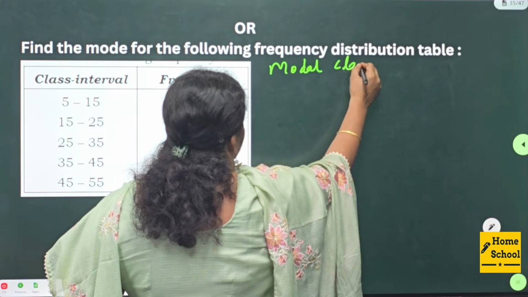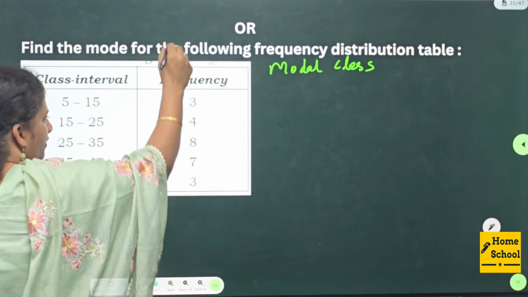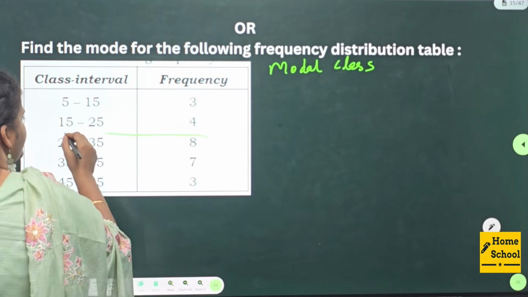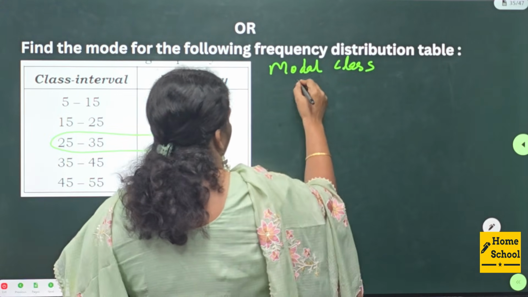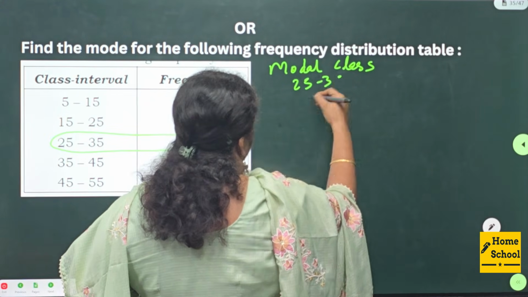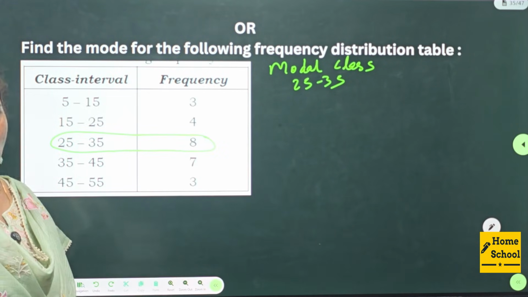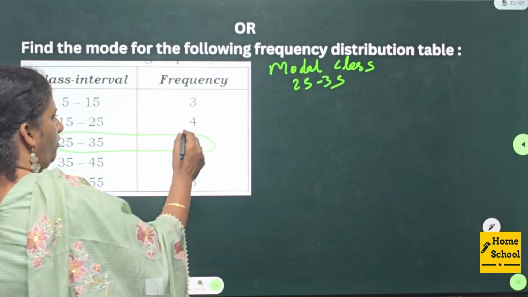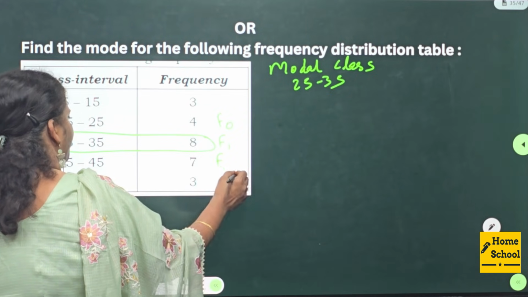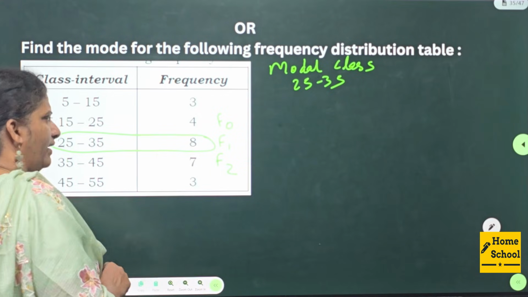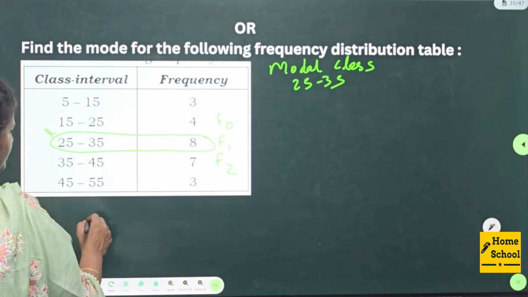What is a model class? How to identify? In the frequency, take the highest score, round it up, and this is called the model class. 25 to 35 is called the model class. Now, this is F0, this is F1, F2, L is the lower limit. Write all these first, children.